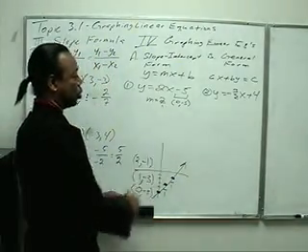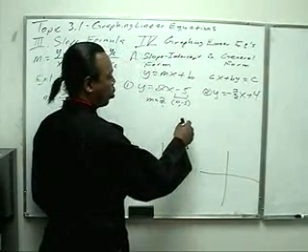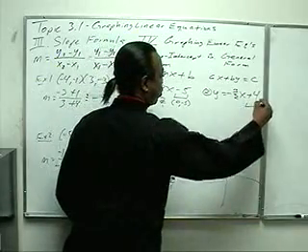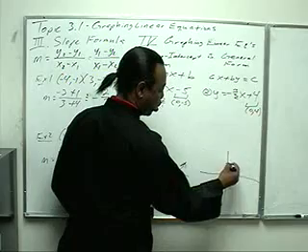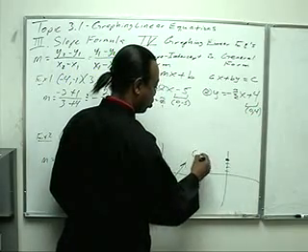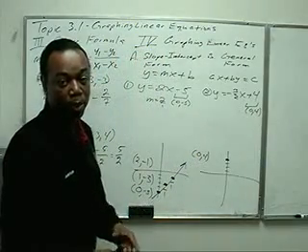Okay, next one. Slope-intercept form. First we start off with this. This is my y-intercept, which will be (0, 4). So 1, 2, 3, 4. Okay, that's your first point. Now to get your other points, we're going to use the slope.